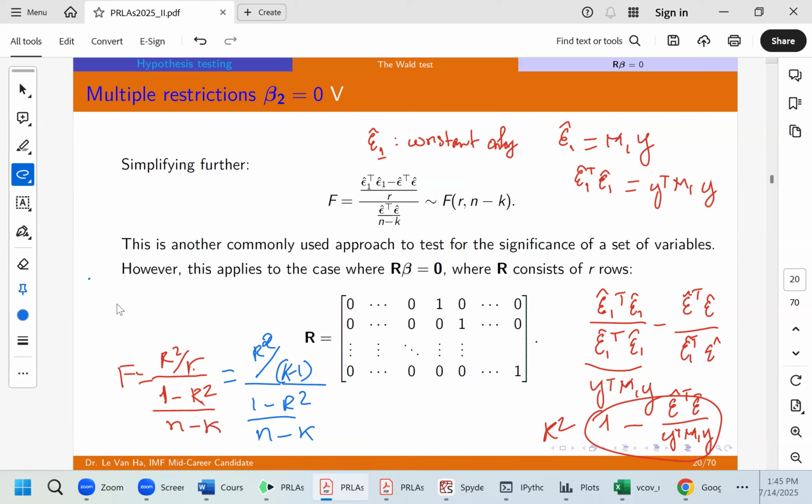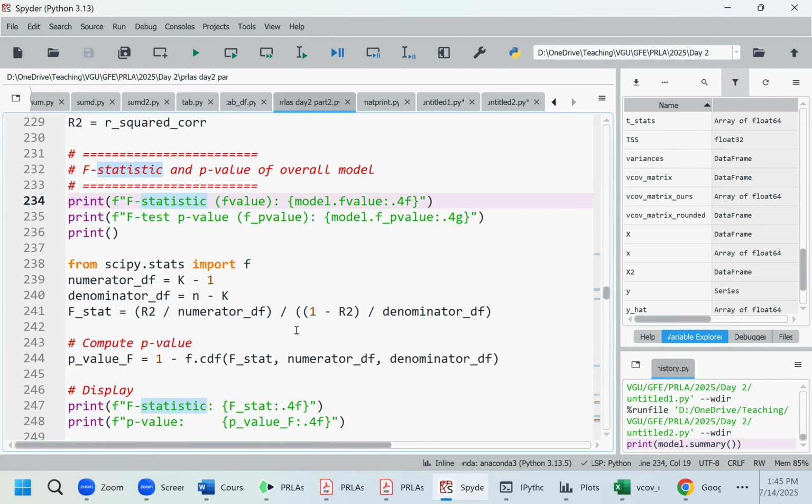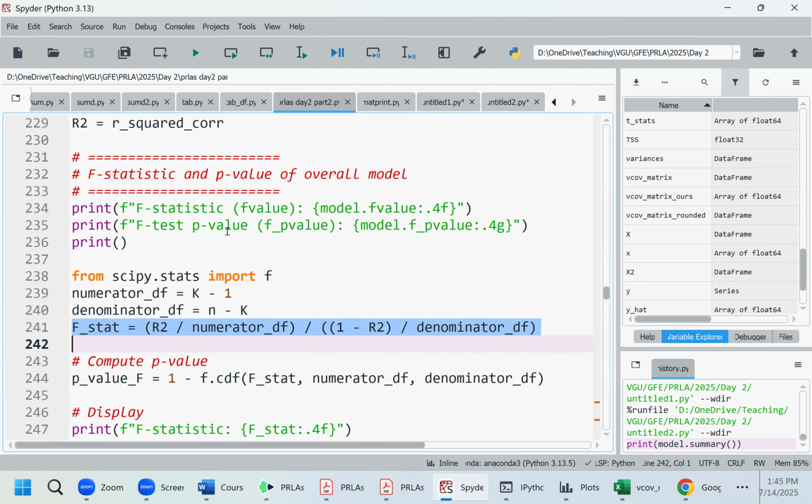So this is a long discussion, but just to compute something that is quite simple, right? So this is how we can compute the F. The F stat is equal to R squared divided by the numerator degrees of freedom, okay, divided by 1 minus R squared over the denominator degrees of freedom. The denominator is n minus k. This is k minus 1. So by teaching you Python programming, you just do this computation. But if we do not derive it, I don't know how to do it.